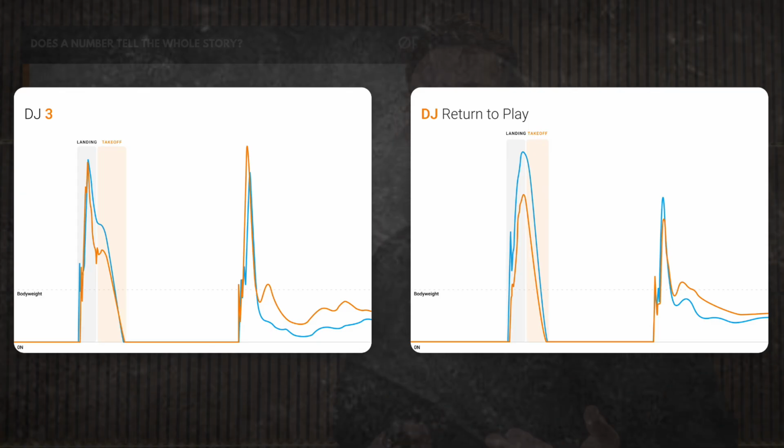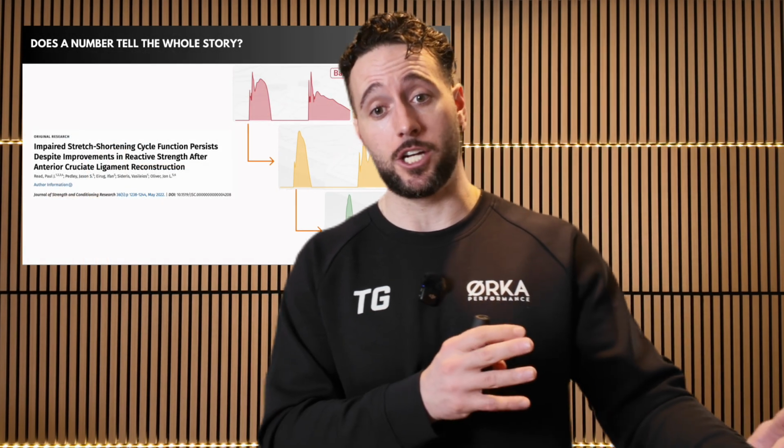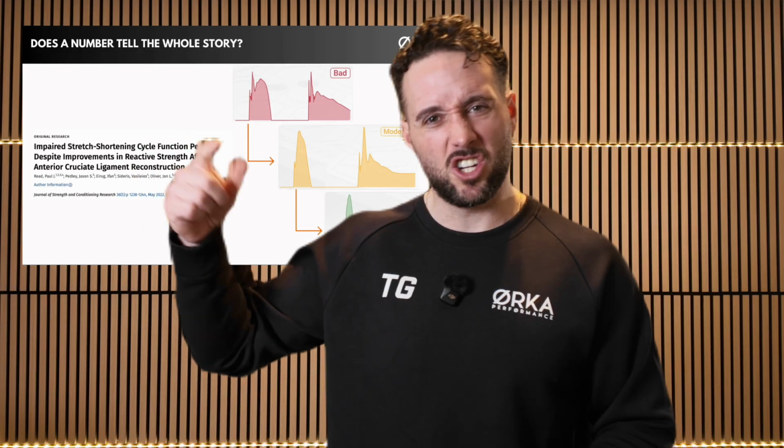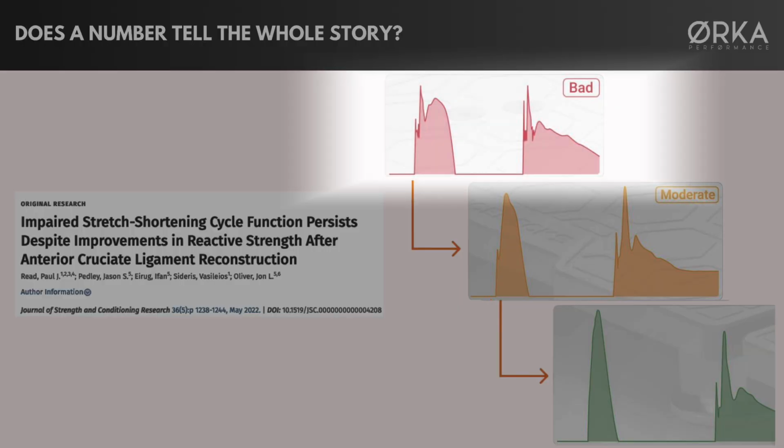And what he found, interestingly, is during the first single leg drop jump, about 70% of athletes still showed kind of poor stretch shortening cycle utilization. So it looked like the shape of the curve looked like the one here in red.